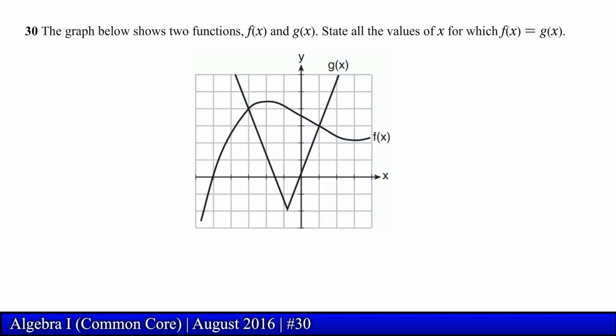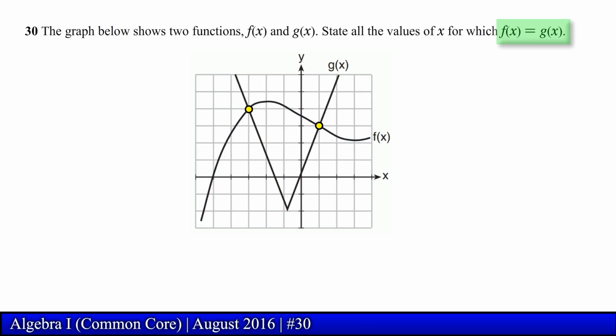Recall that a function is equal to another function at the values of x where the curves of the functions intersect. At this common point of intersection, the two functions share the same x and y coordinates, and therefore will be solutions to both f of x and g of x at the same time.